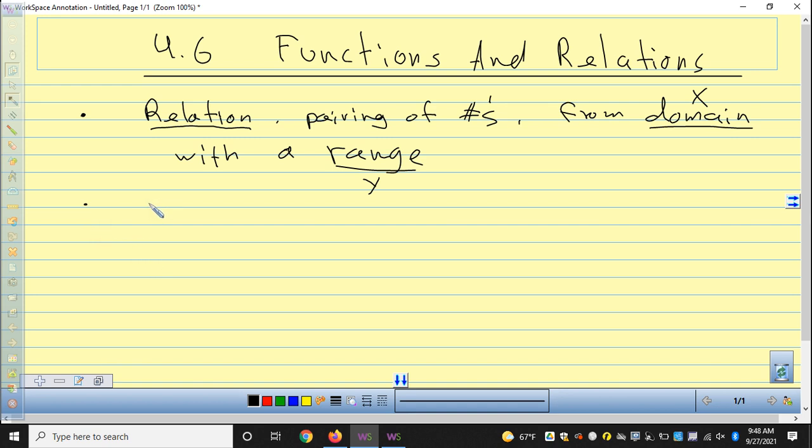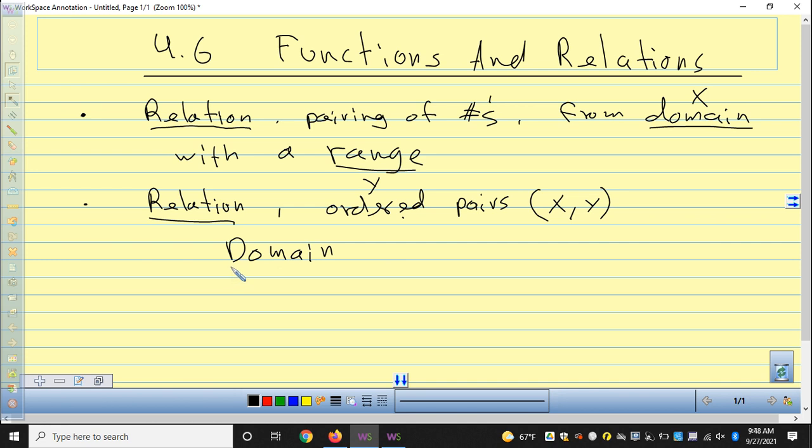A relation, on the second line, is represented as ordered pairs. So it says on the line, x, y. And in this case, the domain, that's our next blank, is the x values. And the range is the y values. So we're just restating what we said up here about the x's and y's.